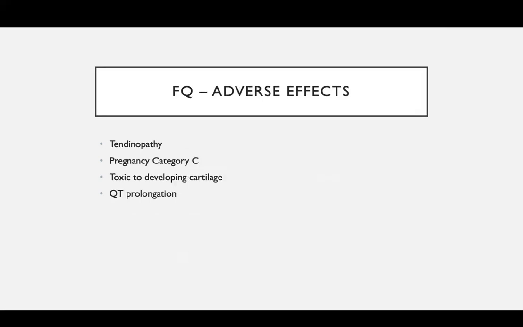Now, our adverse effects of fluoroquinolones: they do cause tendinopathy. They are pregnancy category C. They can be toxic to the developing cartilage, and they do cause QT prolongation as well.